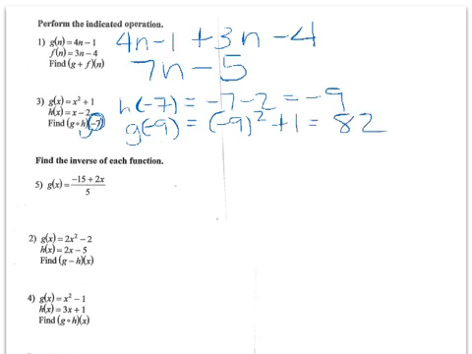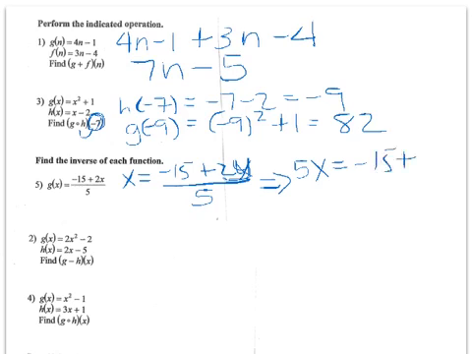Okay, on number 5, we want to do the inverse function. So remember, we call this x, equals -15 plus 2x divided by 5, and then we want to solve for, this is a y, and we want to solve for y. So first thing I do is multiply both sides by 5, so we'll have 5x equals -15 plus 2y, so we'll have 5x plus 15 divided by 2 equals our inverse function.